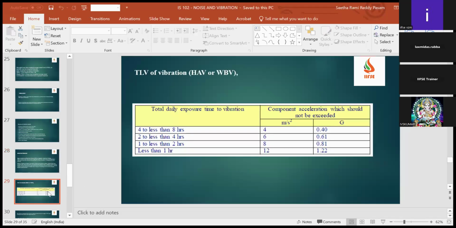So this is also the total daily exposure to the vibration. Again, the standards have given this. So 4 to less than 8 hours, 4 meters per second squared. These are also in the standards again. I don't know what kind of research they have done, but these are the standard exposures they have given.